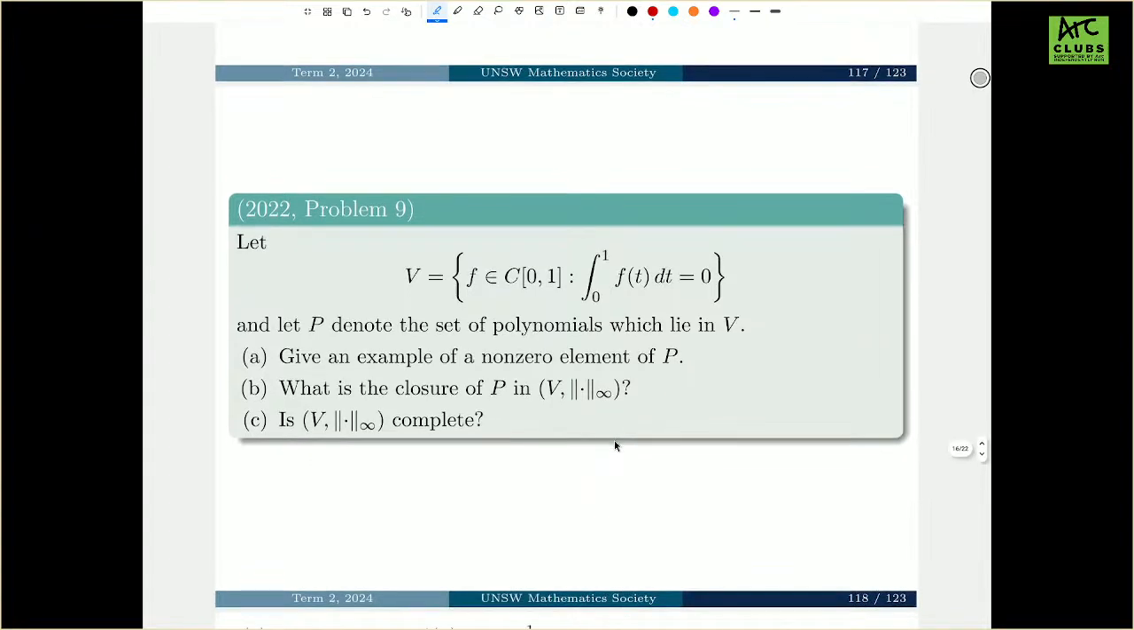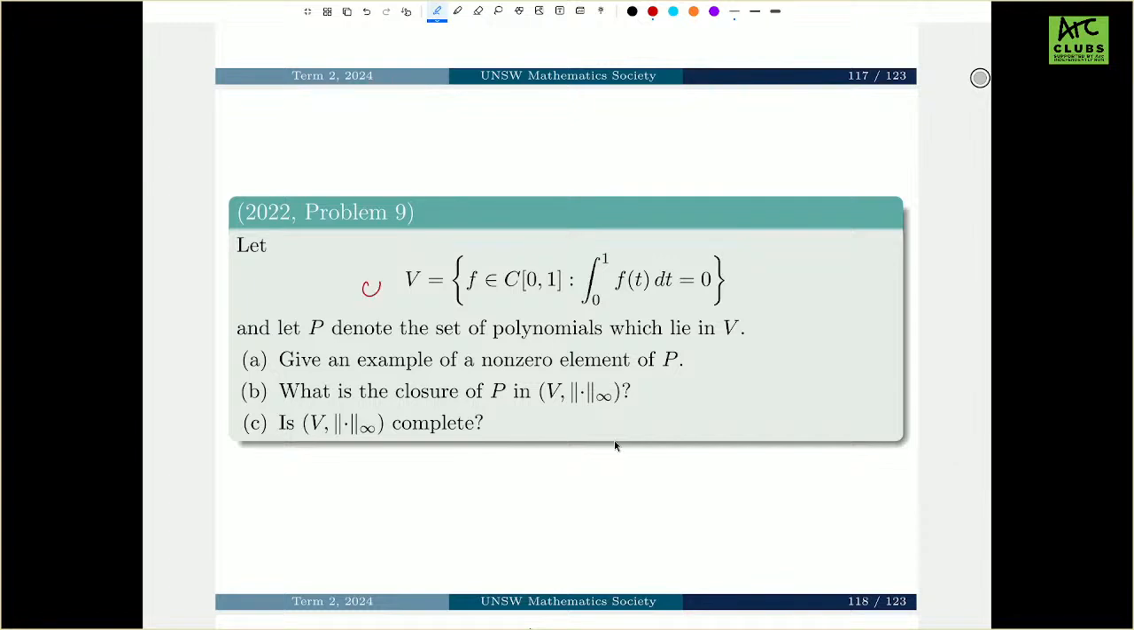Okay, here's a problem. Say we have this subset V of C[0,1], the continuous functions that integrate to 0. And let P denote the set of polynomials which lie in V. First we're asked to give an example of a non-zero element of P. So just some polynomial that integrates to 0 from 0 to 1. We can take one that's like half underneath and half above the x-axis. So that ends up being x minus 1/2, I believe.